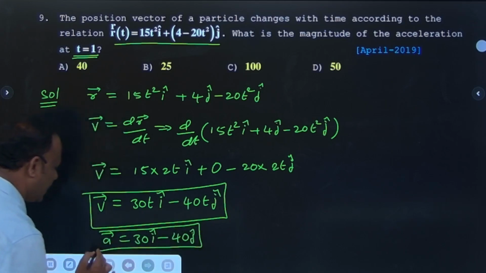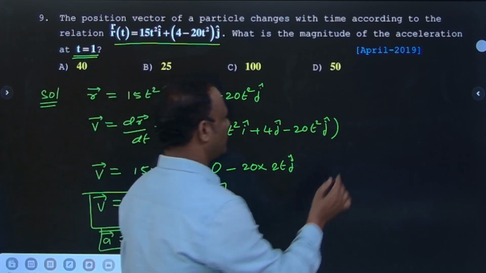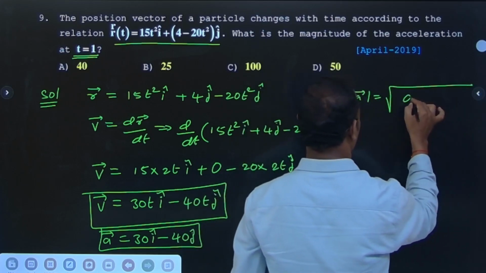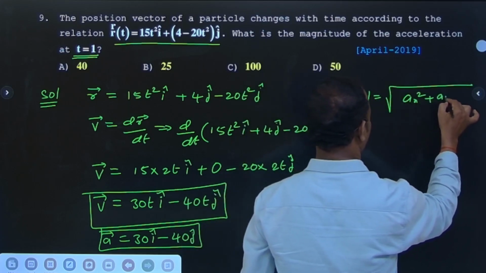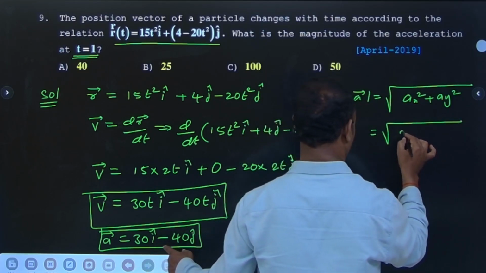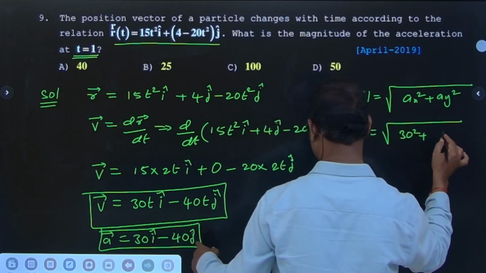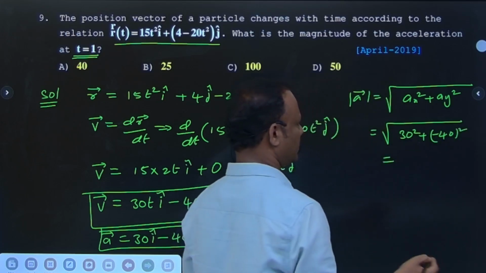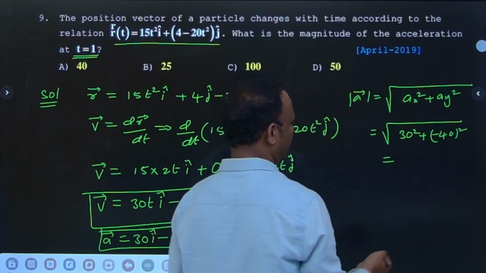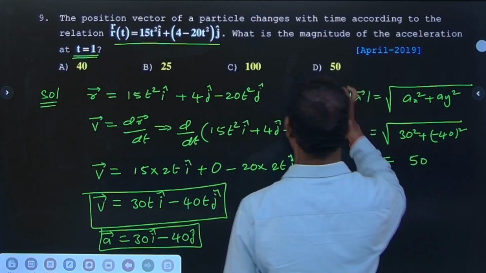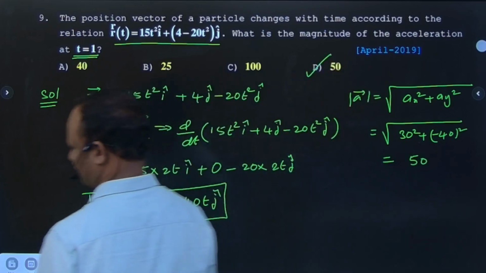Yes, this is the acceleration. So what is its magnitude? The magnitude of acceleration is equal to the square root of ax square plus ay square. So this is the square root of 30 square plus minus 40 whole square. 30 square means 900, plus 1600, is 2500. So the answer is 50. So option D is correct.